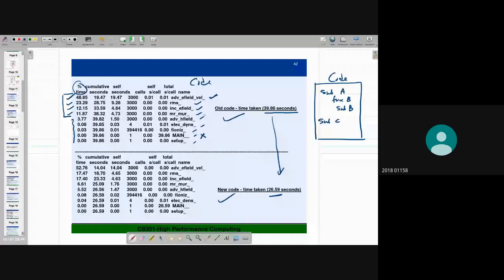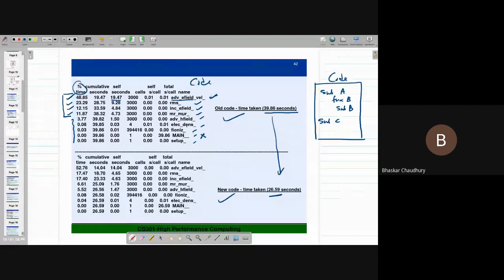Like in the first code, the subroutine named adv_, it's taking more time, right? It's equal to 19.47 seconds. Exactly. It is taking 19.47 seconds, and in terms of percentage of the total runtime, it is taking around 50%. So 50% of the time is just being taken by this first subroutine. Yes, sir. So this is called the hotspot. If I have to really optimize the code, first I have to address the issue in this subroutine.